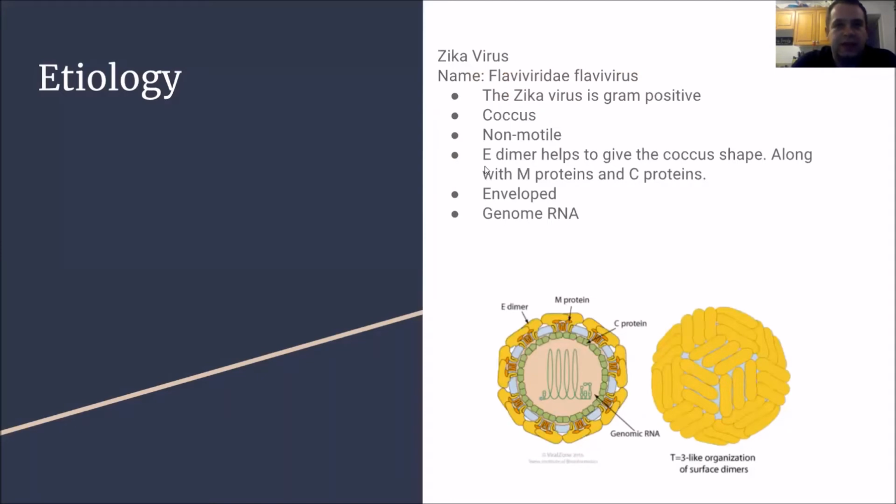The Zika virus is known as Flaviviridae flavivorus. The virus is gram-positive and takes on a coccus shape. The virus has no apparent flagella, so it is not motile. The virus has an RNA genome with a ring of C proteins followed by M proteins and E dimer on the outside.